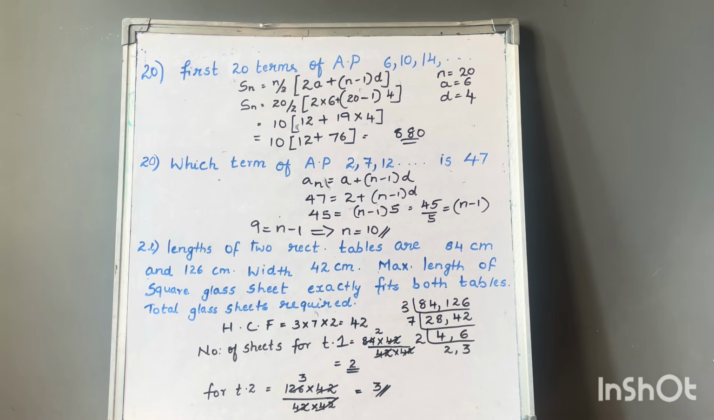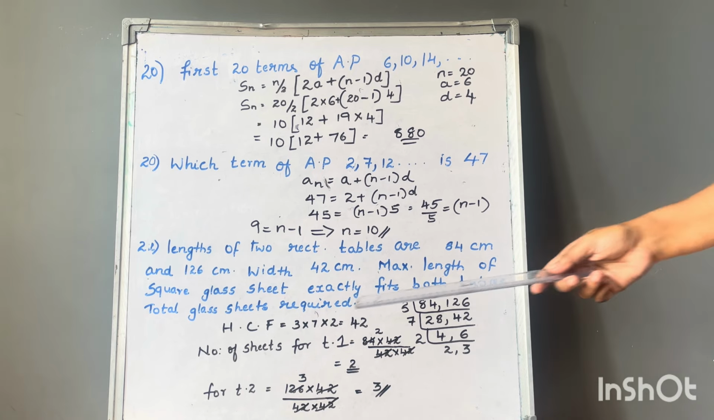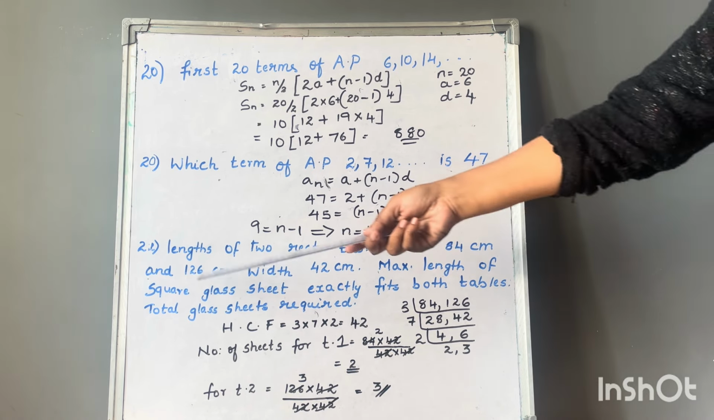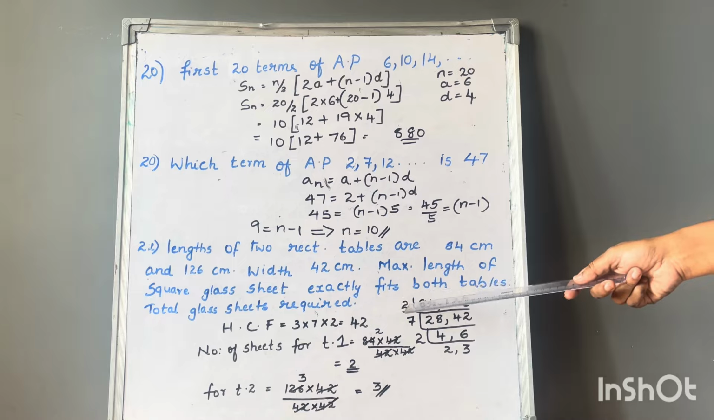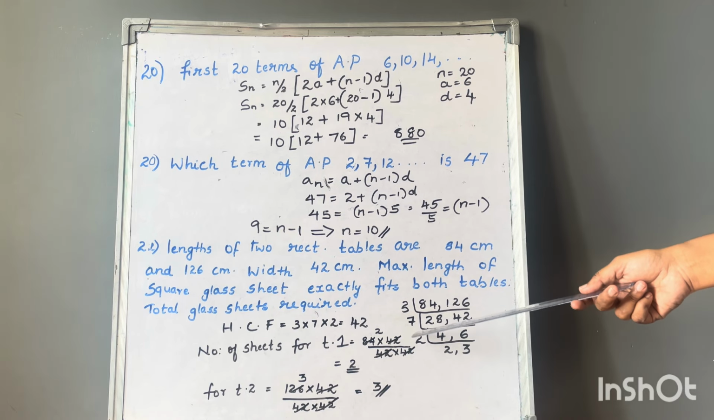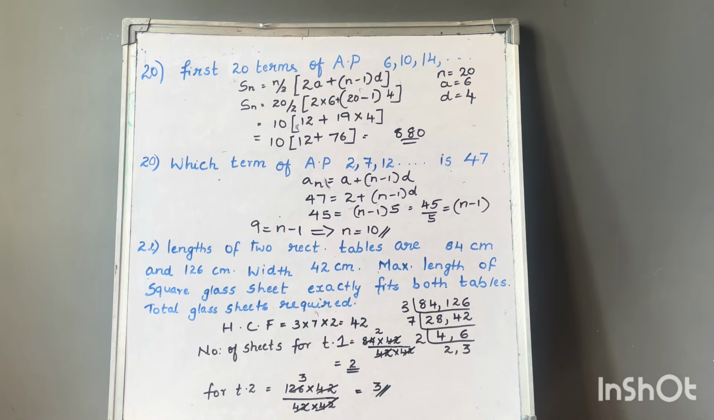So here they have given the lengths of two rectangular tables and they have asked the maximum length of the square glass sheet. So here 84 and 126 are the lengths. So we have to find the HCF of 84 and 126 to find the maximum length. So here for the HCF I did the prime factorization method. HCF I got 3 into 7 into 2, which is 42. So 42 is the maximum length of the square glass sheet required for both the tables.